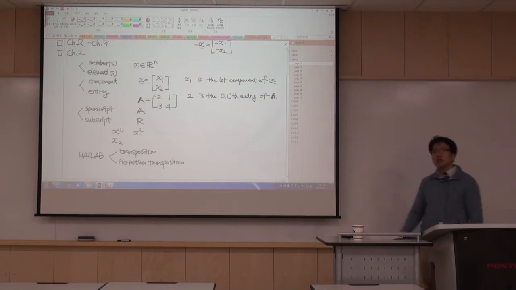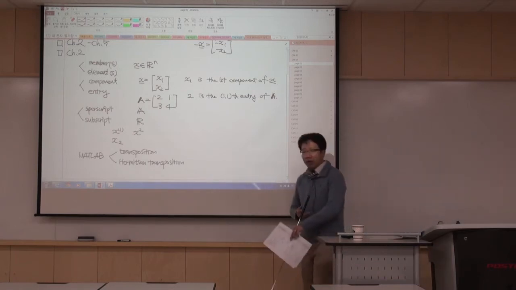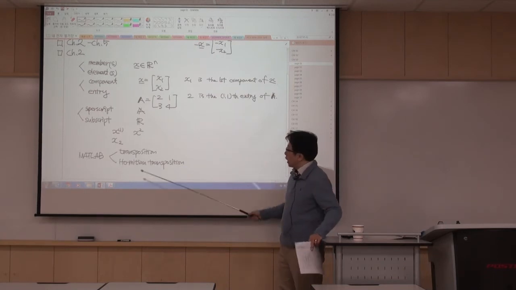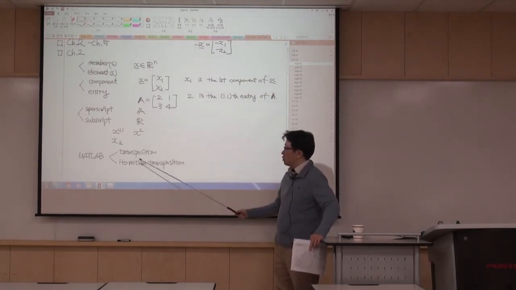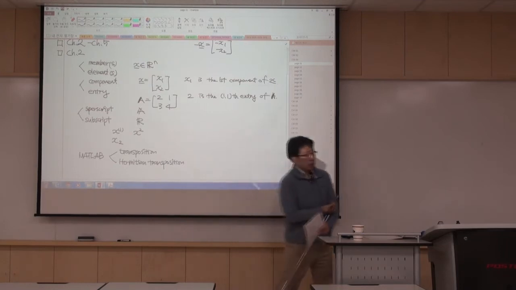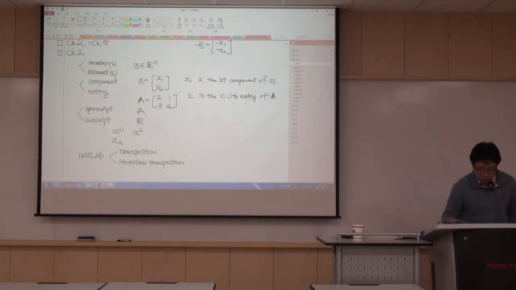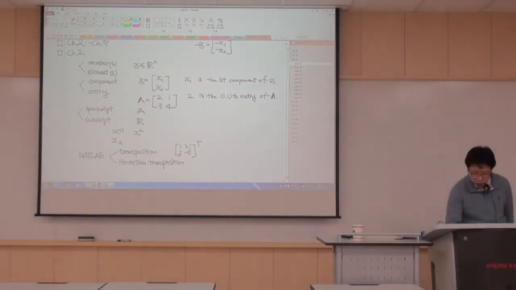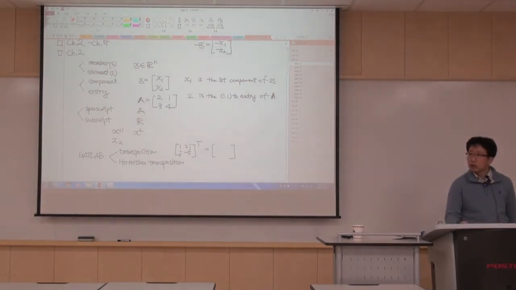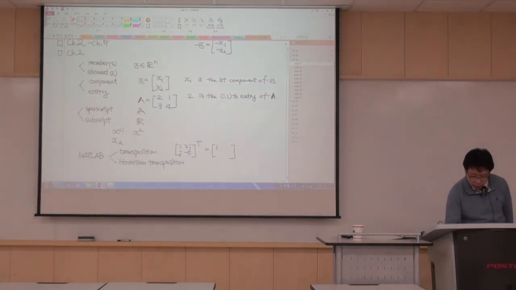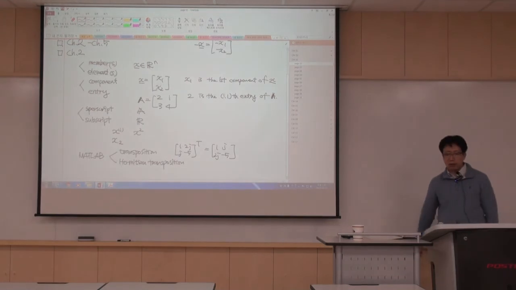I've seen too many mistakes from my former graduate students when they handle transposition and Hermitian transposition in MATLAB. Transposition is like this. Suppose you have something like this. What is the transposition? You just change the LMth with MNth, like this.